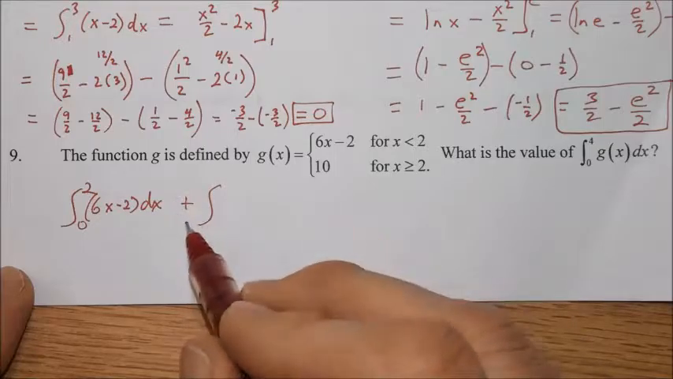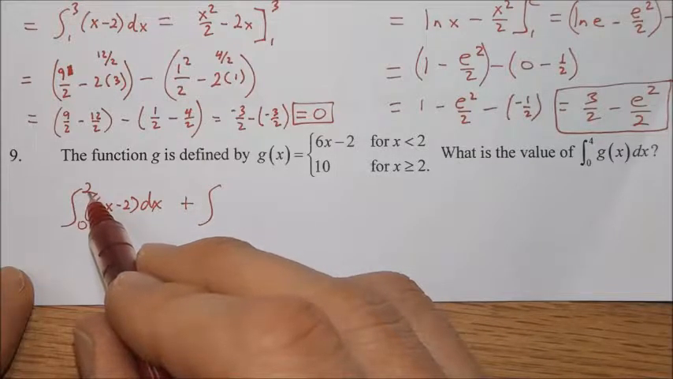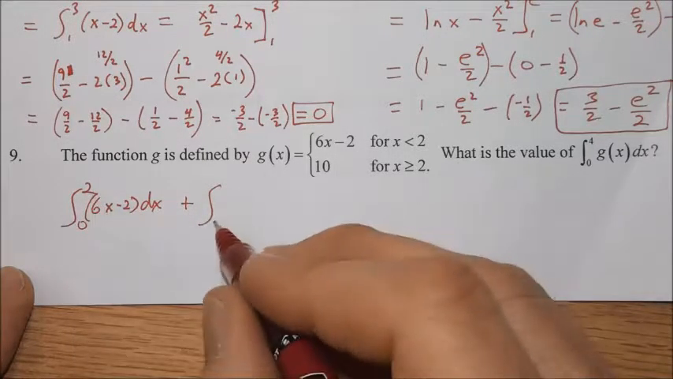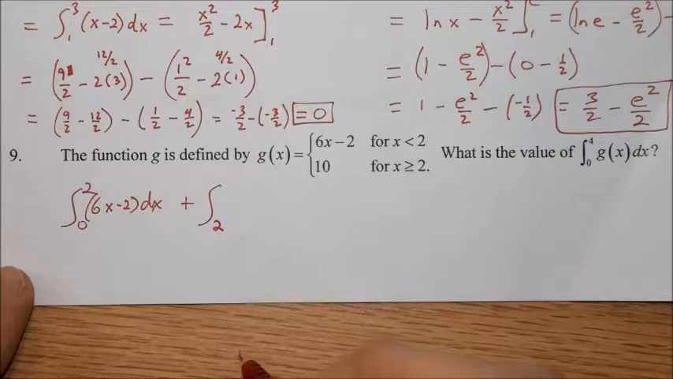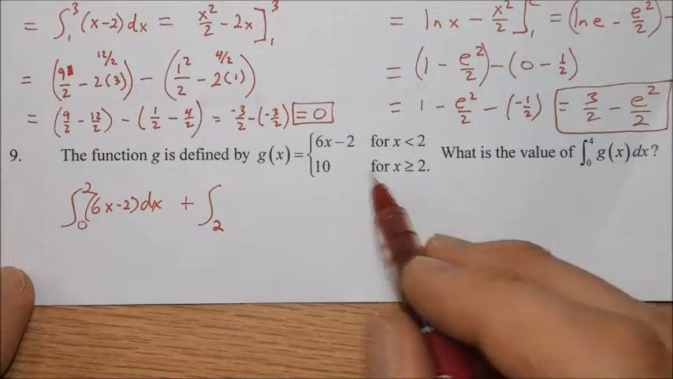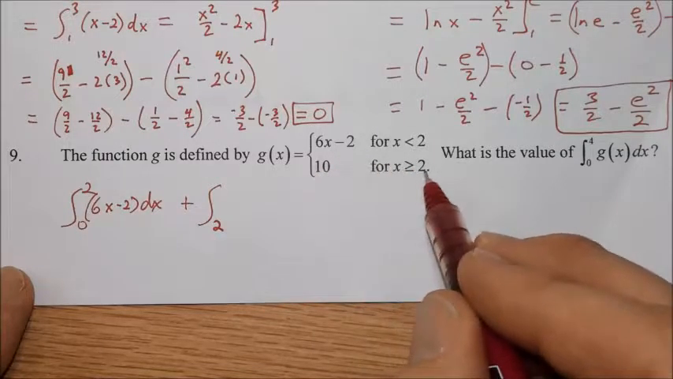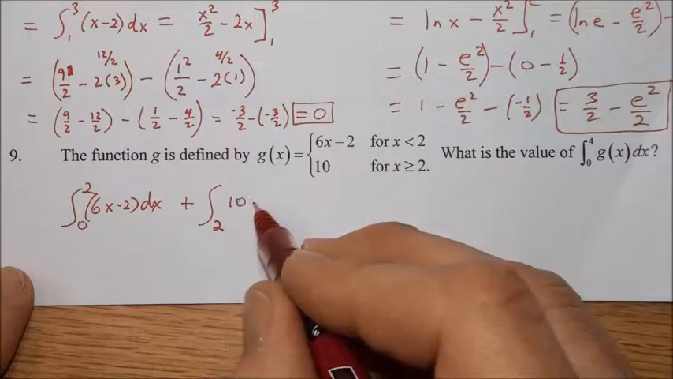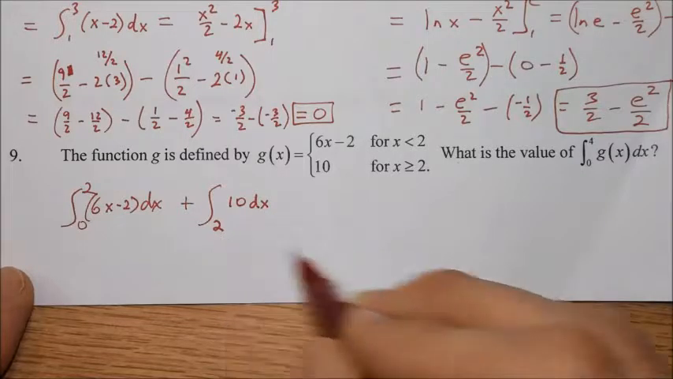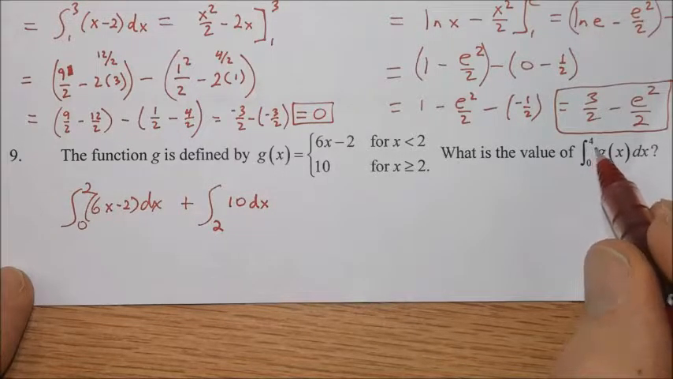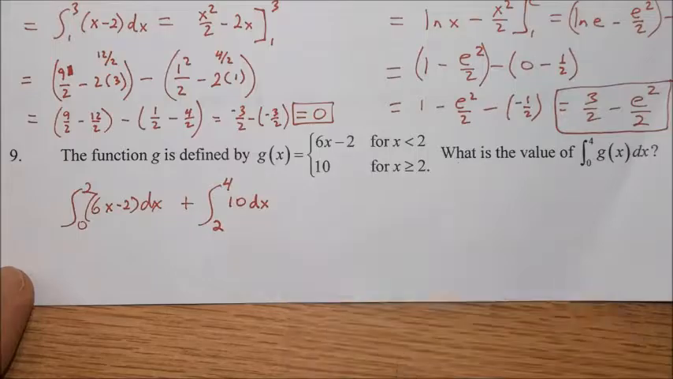We're going to pick up where we left off. So we ended at 2, x equals 2, so we're going to start our new integral at x equals 2. And we're going to be able to use this higher function. When x is greater than 2, we use the function 10. So we'll have 10 dx. Our upper bound is way over here at 4. We're not interested in anything beyond 4.